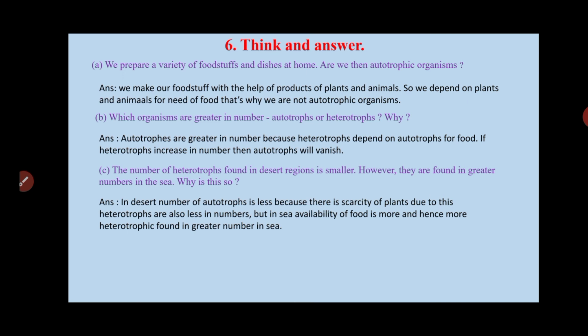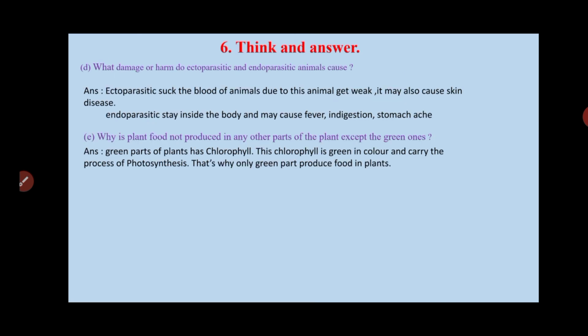We know that deserts have scarcity of water, so due to that there are fewer autotrophs in desert. So the number of autotrophs in desert is less, and due to that the heterotrophs are smaller in number in desert, but in sea there is an abundant quantity of autotrophs, and due to that the number of heterotrophs in sea is greater.